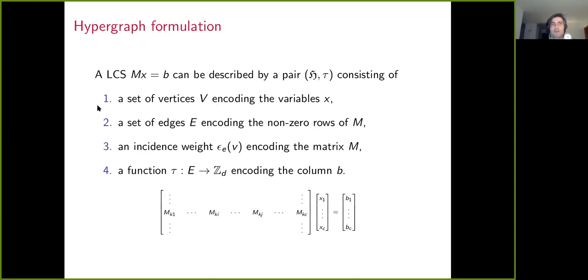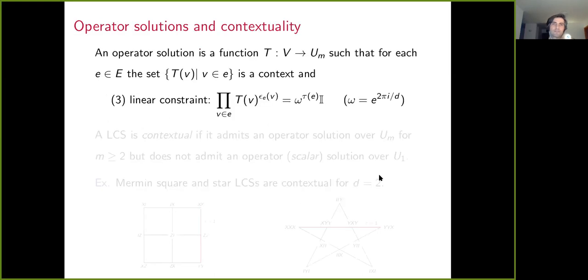So this 1, 2, 3, they are parts of the hypergraph, and tau is a function on the set of edges of the hypergraph to Z mod d, and it encodes the column, the part on the right-hand side. So you can either think of a linear constraint system as a matrix equation like this, or, in precisely the same way, as a hypergraph plus a function tau.